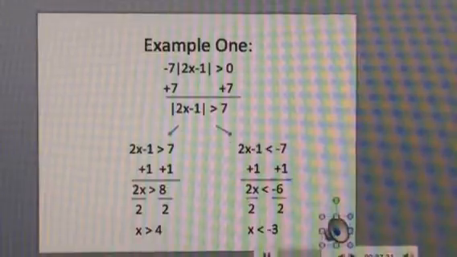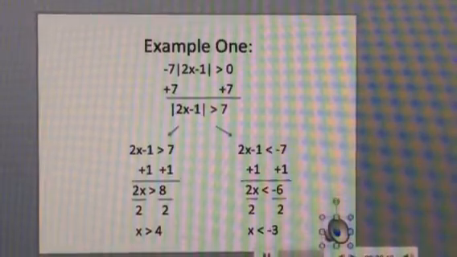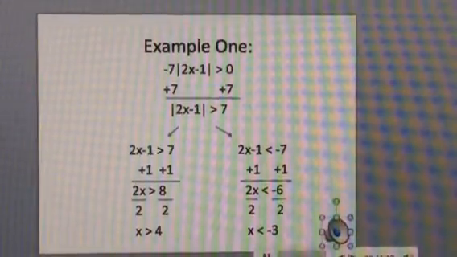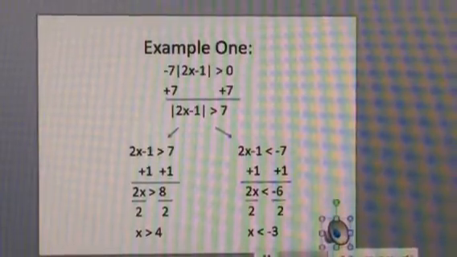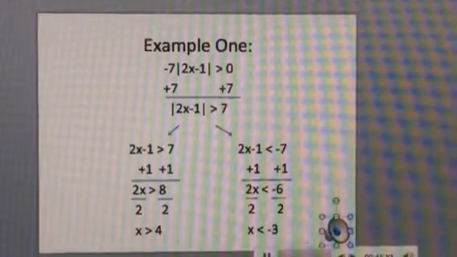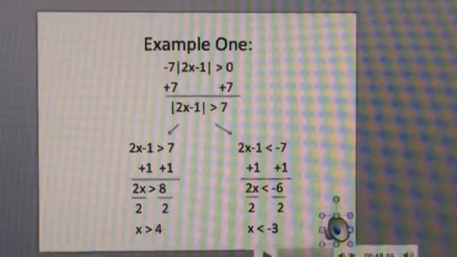On the right side, you have to make the 7 negative, which causes the sign to be flipped. Then you add 1 and divide by 2. So the answer is x is less than -3.